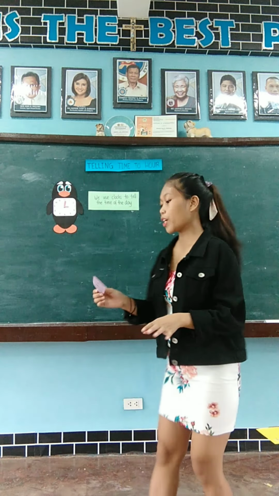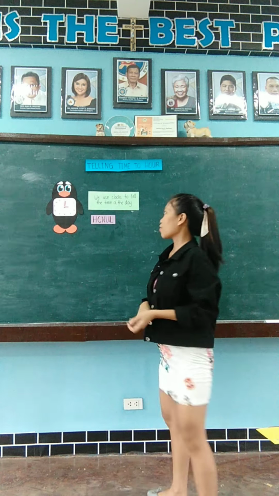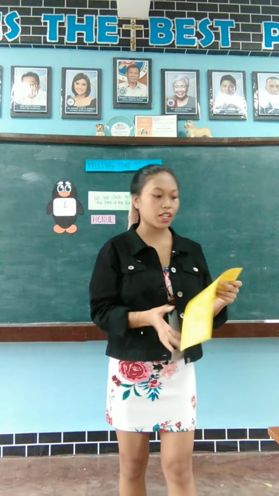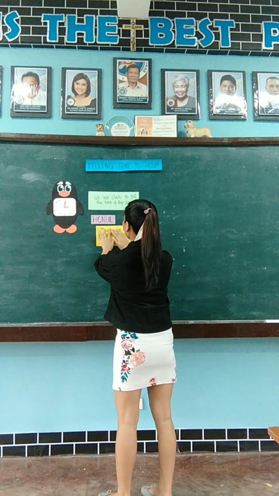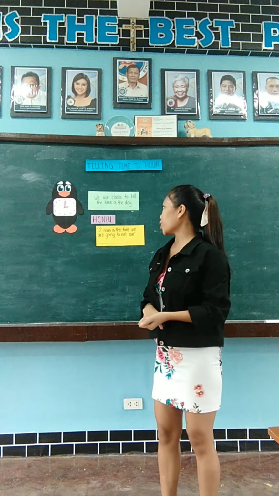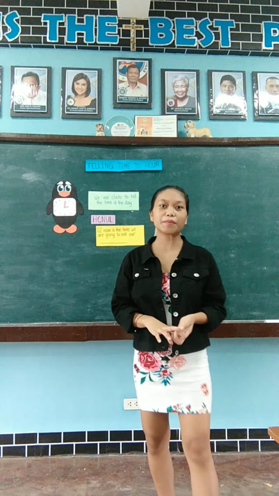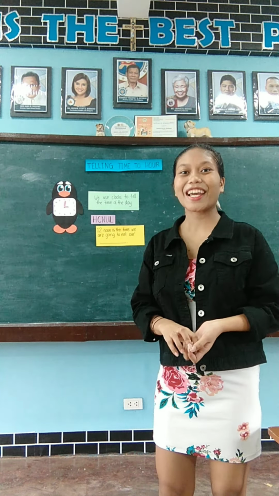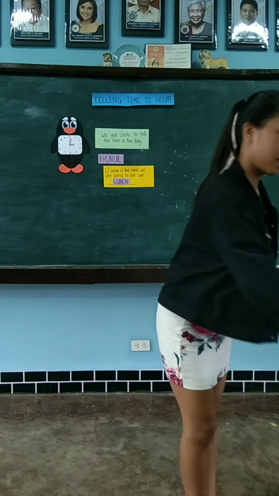So the first one is, we have H, C, U, and L. And the clue here is, 12 noon is the time we are going to eat our. So what could be the possible word for this one? Yes, that is correct.